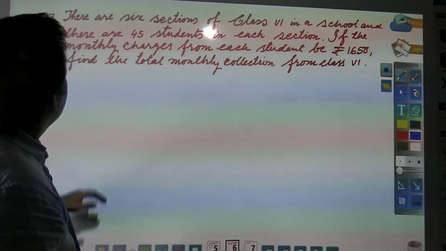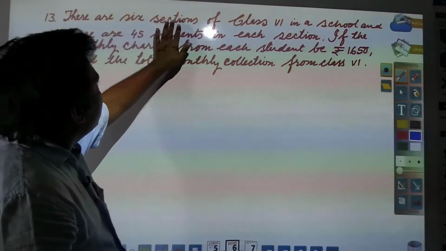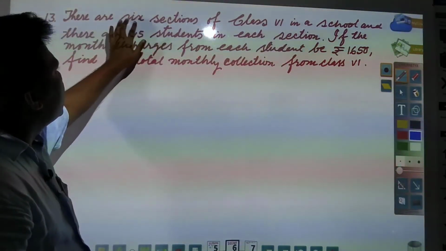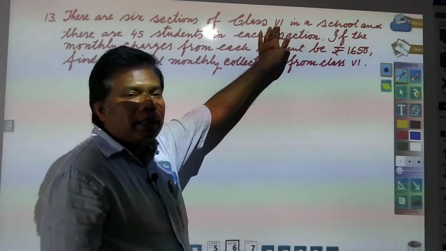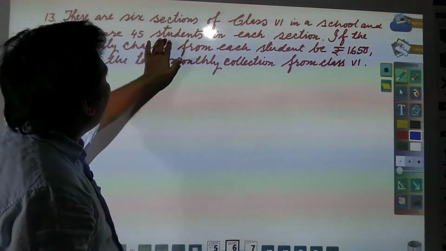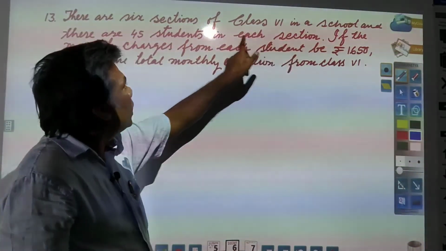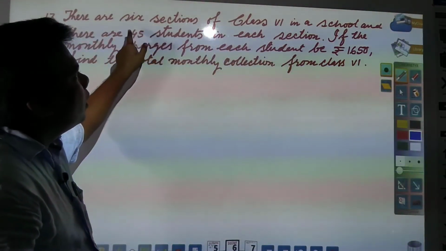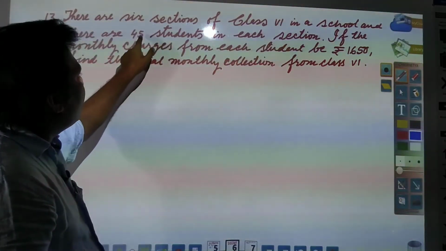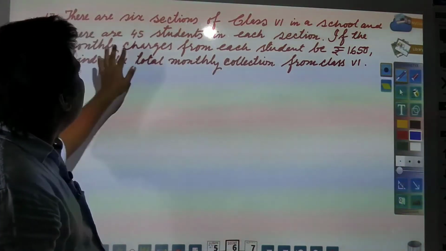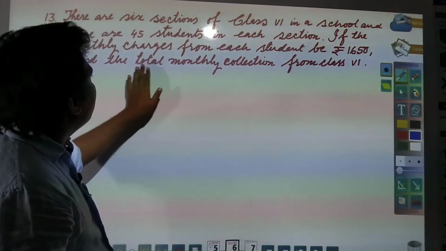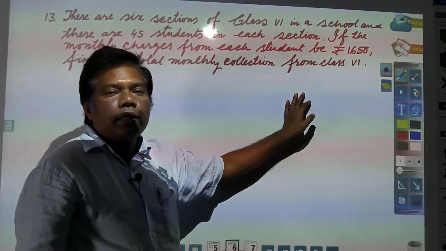Next you see, there are 6 sections of class 6. Suppose in one class you have 6 sections. In class 6 sections are there in a school, and there are 45 students in each section. In one section 45 children are there. So in whole class, in class 6, how many children are there? 45 into 6. If the monthly charges from each student be 1650, find the total monthly collection from class 6.